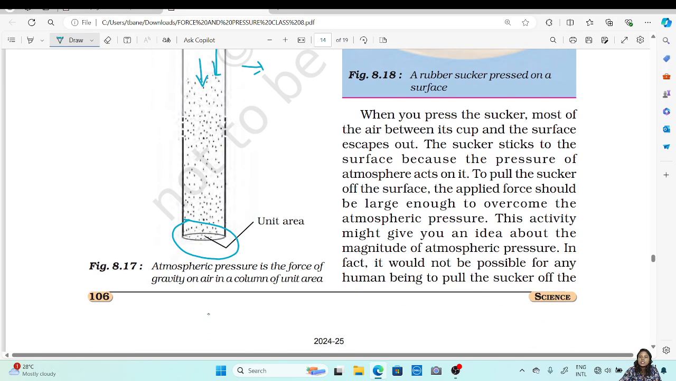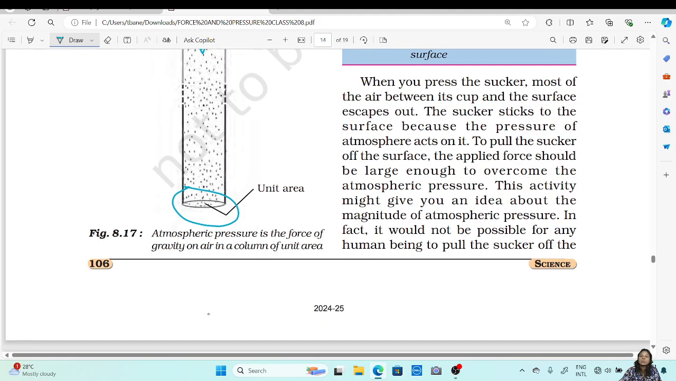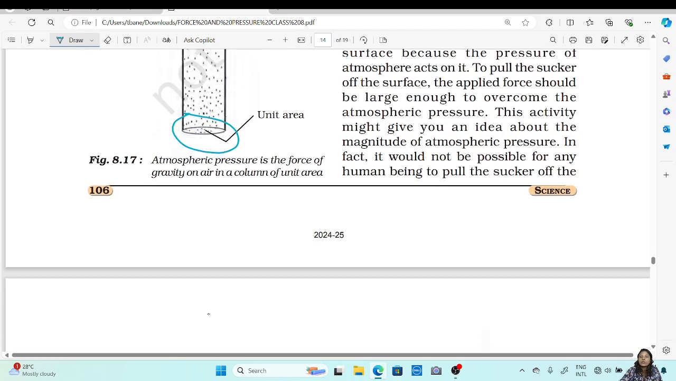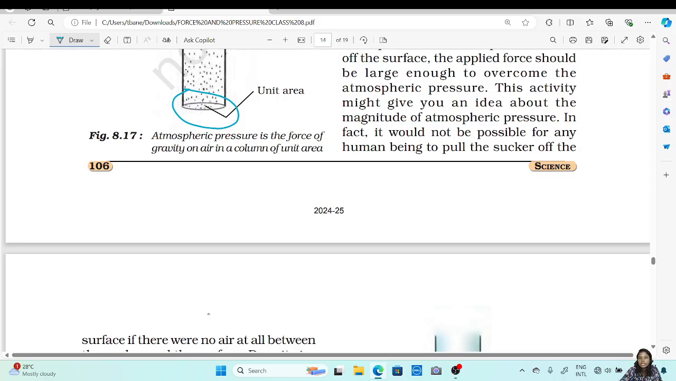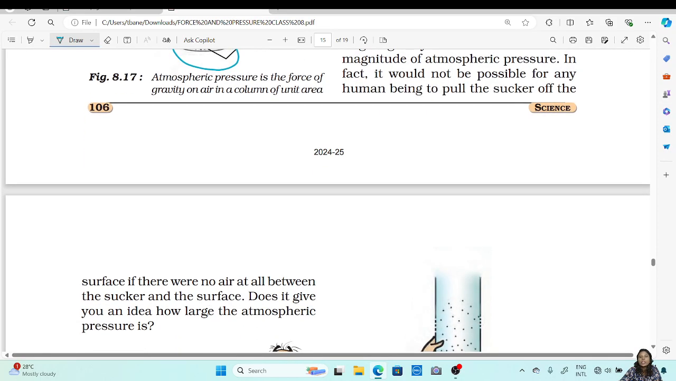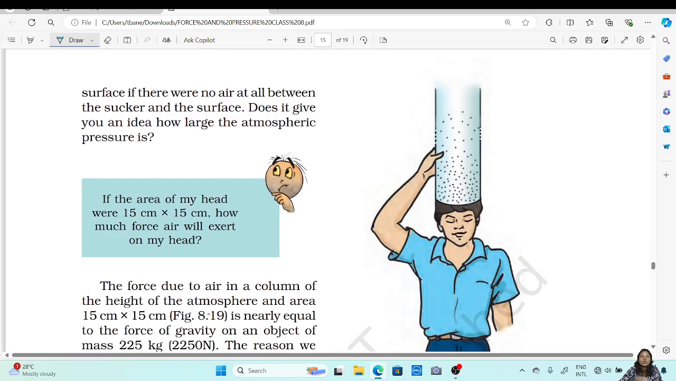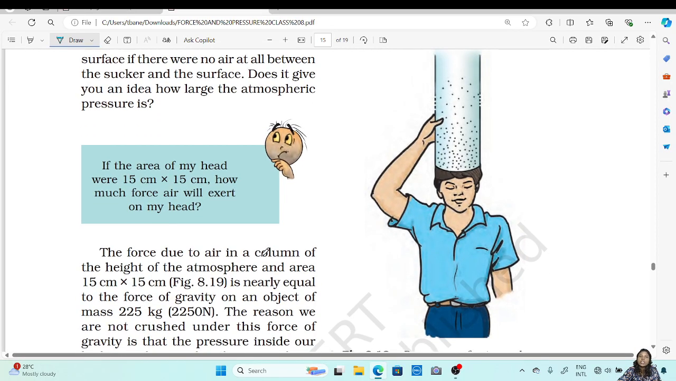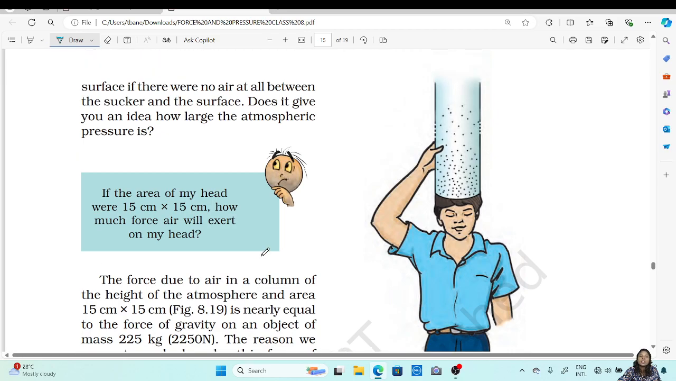To pull the sucker off the surface, the applied force should be large enough to overcome the atmospheric pressure. This activity might give you an idea about the magnitude of atmospheric pressure. In fact, it would not be possible for any human to pull the sucker off the surface if there were no air at all between the sucker and the surface. If you remove all the air, literally zero air, you won't be able to pull it. That means there is a large amount of atmospheric pressure working on that sucker.